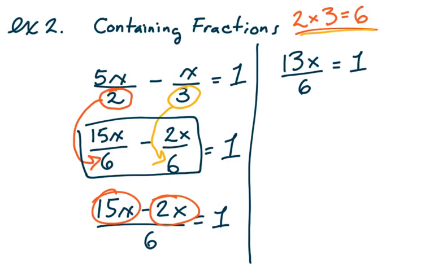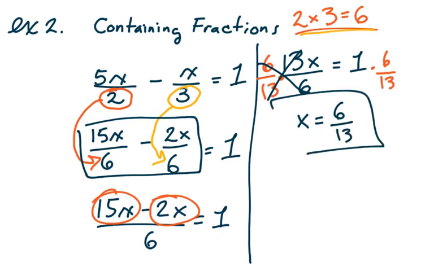Now we're at a one-step problem situation. I can multiply both sides by the reciprocal of 13 over 6. So I'm going to multiply both sides by 6 over 13, the reciprocal. The reciprocal is just the fraction flipped. It's the multiplicative inverse. Here we go. This cancels out. This turns out to be 1. So we're going to get x is equal to 6 over 13.